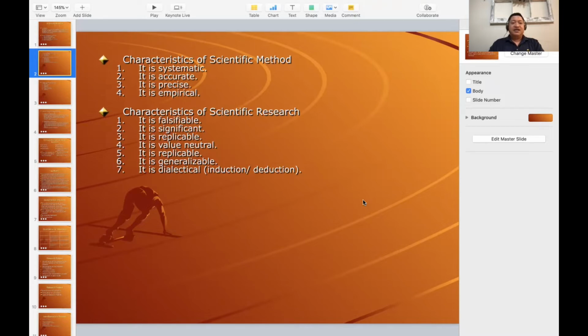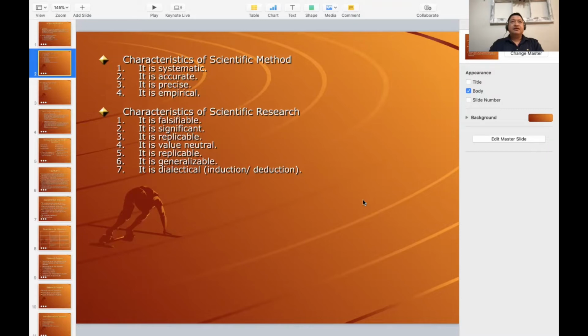Number two, it is significant. It means it is relevant. It is useful to the community and to your workplace. Number three, it is replicable. It means you can use again the research topic and problems and method of another researcher using, of course, new information or data. So if you can replicate a study of others, it is researchable. Number four, it is value neutral.